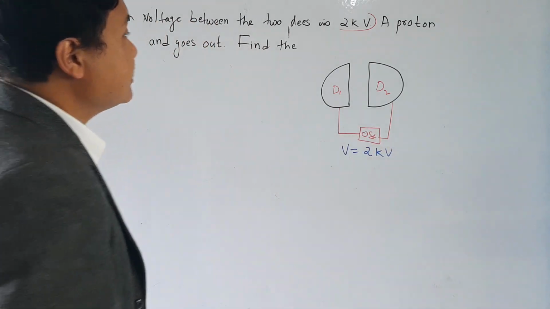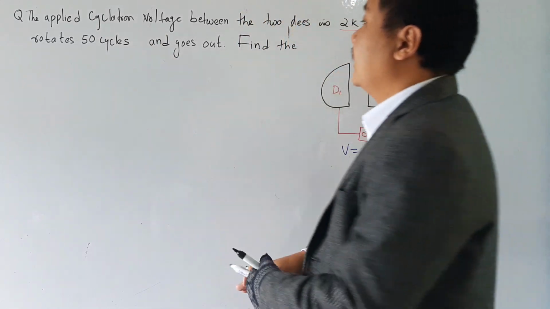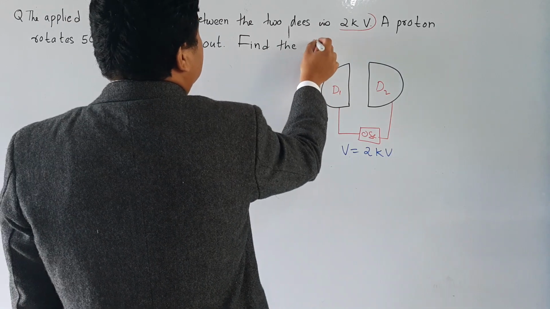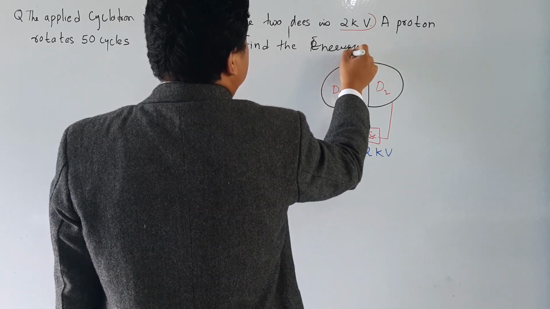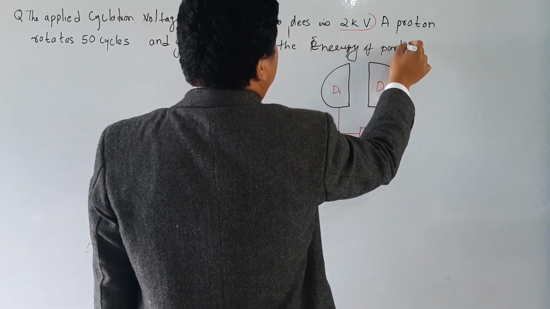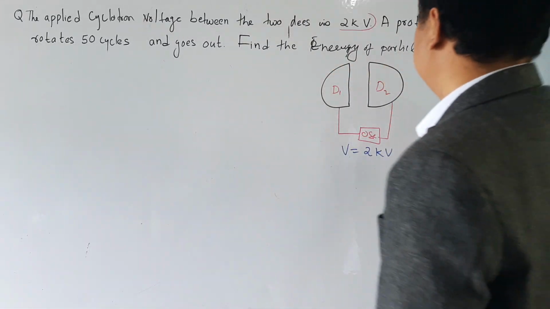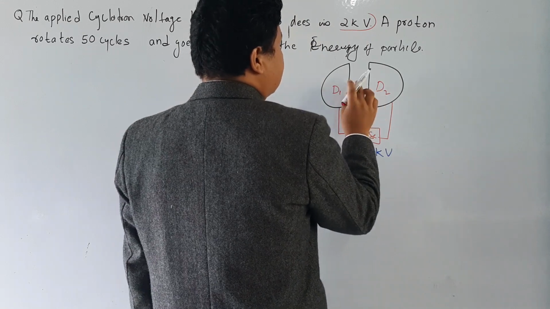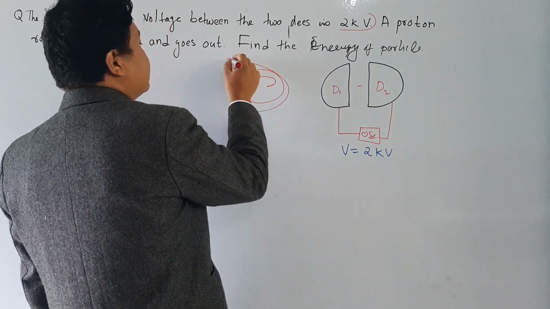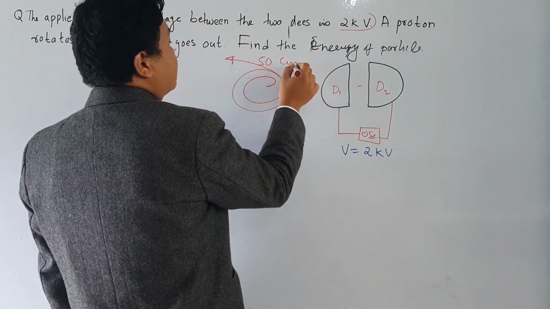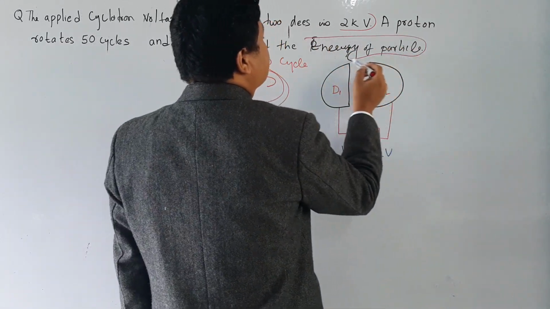There is a potential difference V equal to 2 kilovolt, and a proton rotates 50 cycles and goes out. Find the energy of the particle. So you are asked to find the energy, and here there is a proton which makes 50 cycles and goes out.